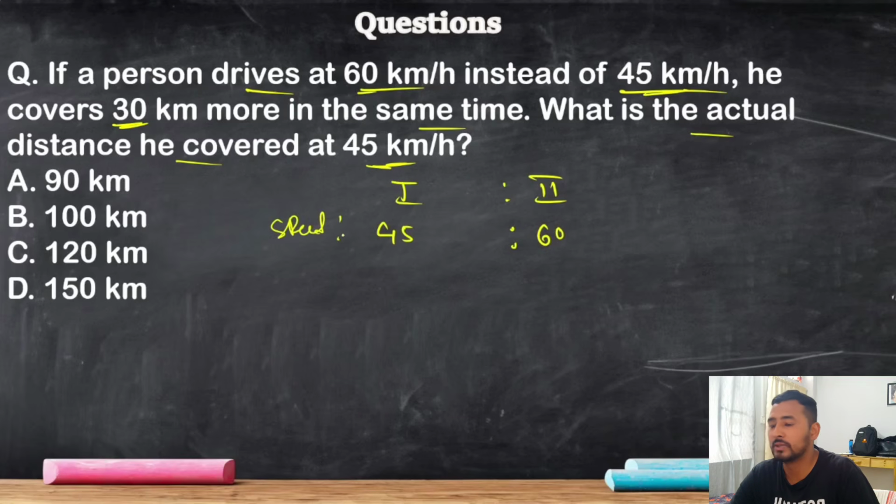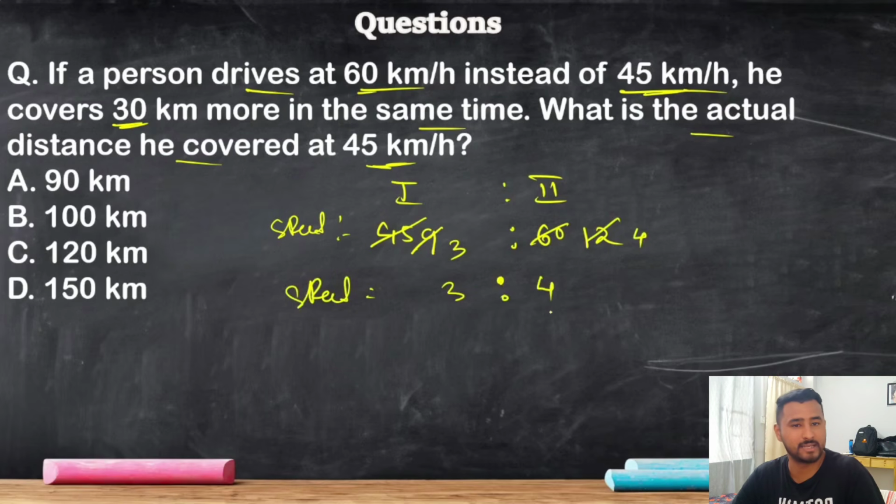So cancel if you can. I can do 9 5s are 45, 5 12s are 60. 3 3s are 9, 3 4s are 12. So the speed is coming in the ratio of 3 is to 4. I hope this is clear. Now if we know the speed, what will be the distance? It will always be the same, because they are directly proportional.